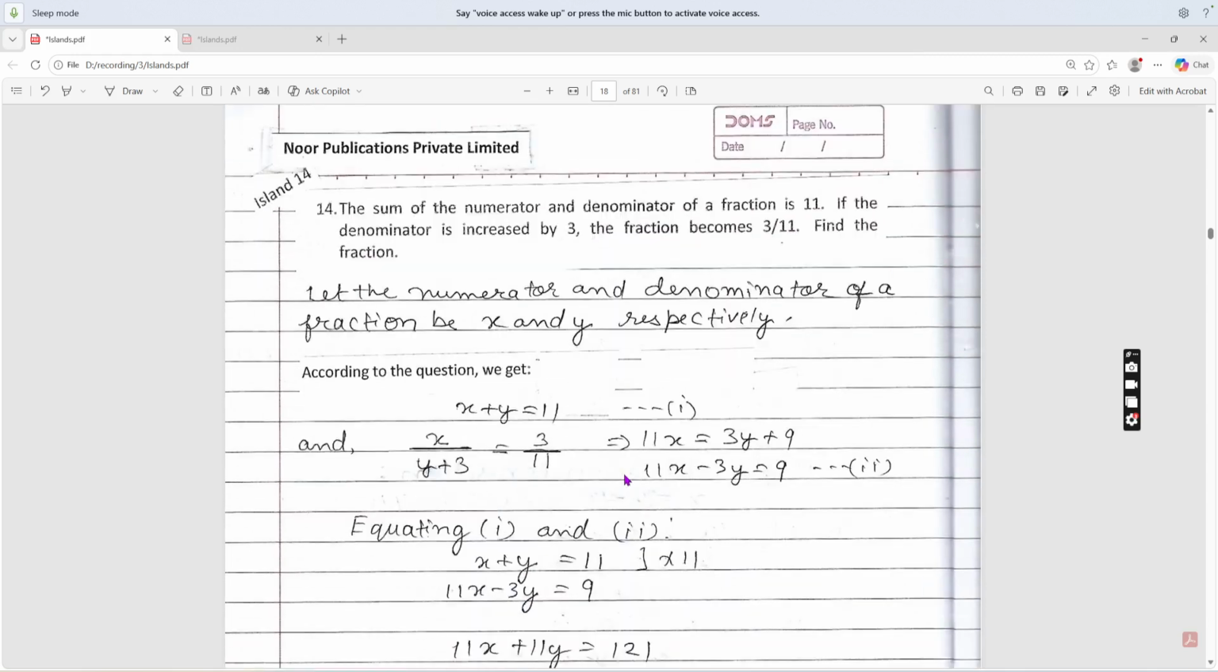Okay, next. The sum of numerator and denominator of a fraction is 11. Very simple. X plus y is equal to 11. Why? Because x is the numerator that we have let, and y is the denominator that also we have let. So x plus y is equal to 11.